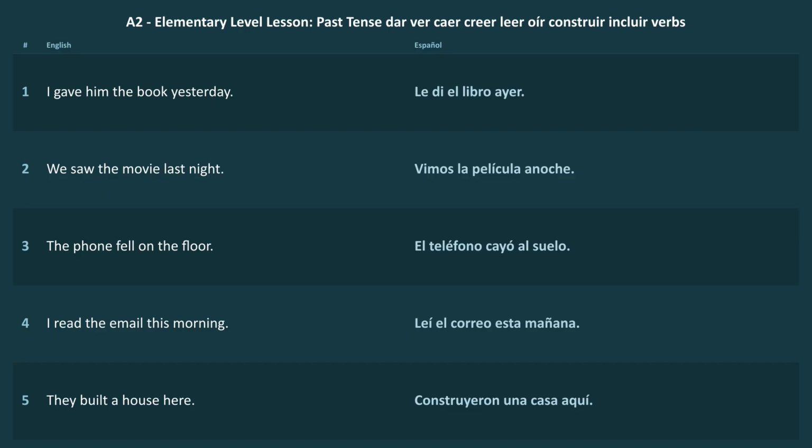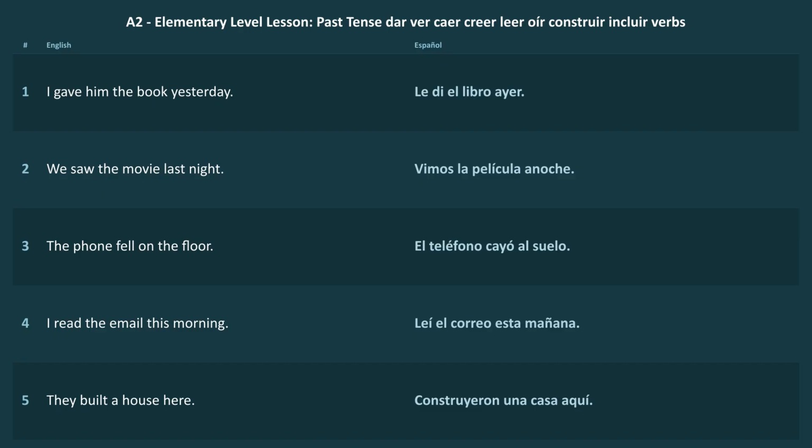Common mistake here. Don't say leo for I read in the past. Leo is present. I read, as in I read regularly. Leí is past. I read this morning. That accent on e matters. Leí.